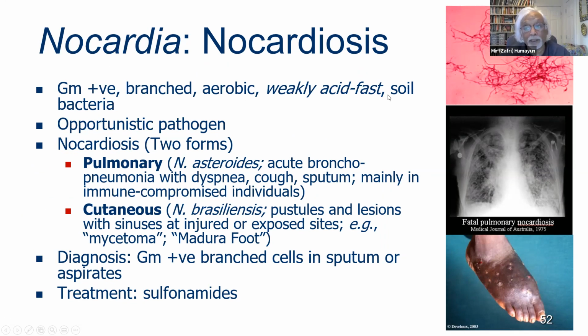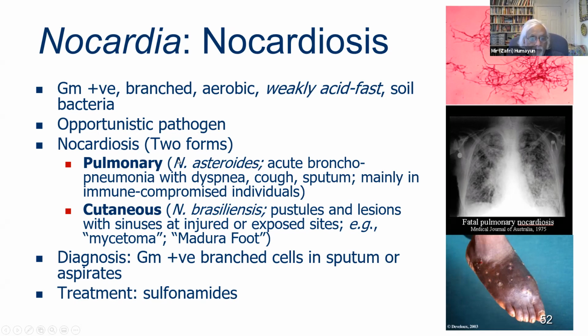It's also weakly acid fast. It's also an environmental bacterium found in soil and also present as a commensal. It is also an opportunistic pathogen. That is, it can coexist without causing any problem unless there is an injury or immune compromise. Okay? There are two kinds of nocardiosis caused by two different strains of Nocardia.